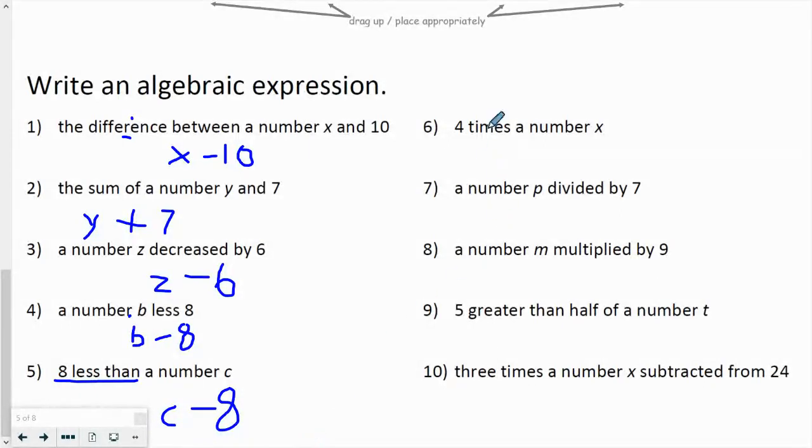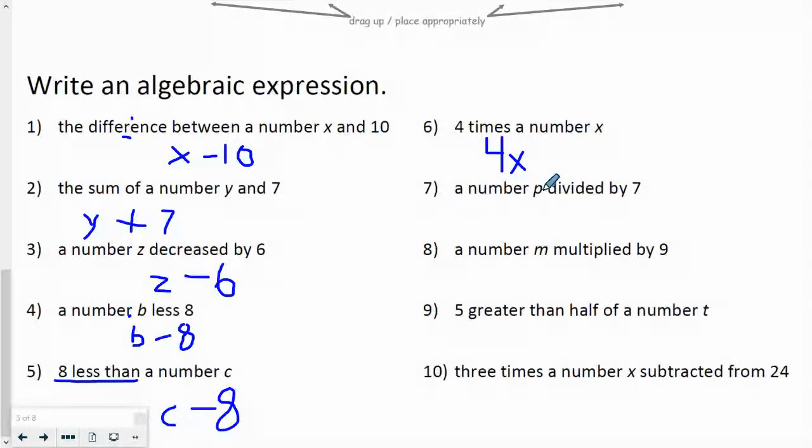All right, let's go up to 6. 4 times a number, x. So we know we have a multiplication problem. Now when we write multiplication with a variable, the value number comes first and then the variable. So this is our coefficient and then this is our variable. We don't write it x4, okay? It's 4x.